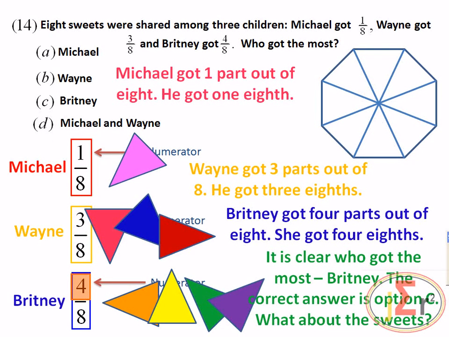So what about the sweets? We will go to the sweets, no doubt, in a few seconds, as soon as we demonstrate that Brittany got the most sweets, and that is represented by option C.